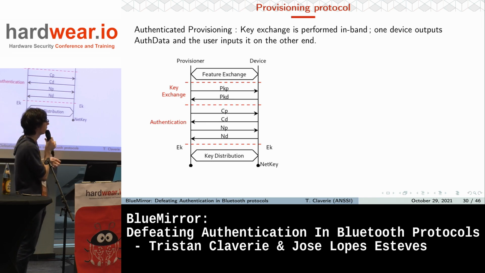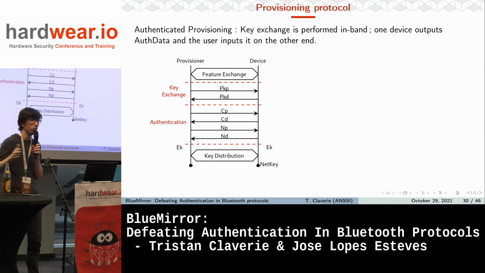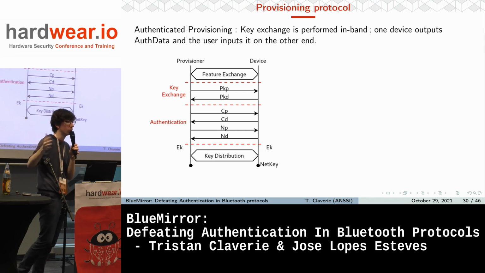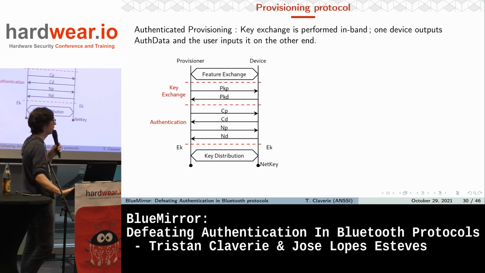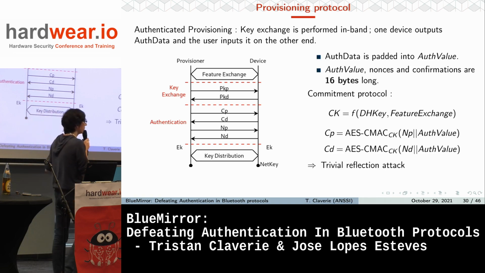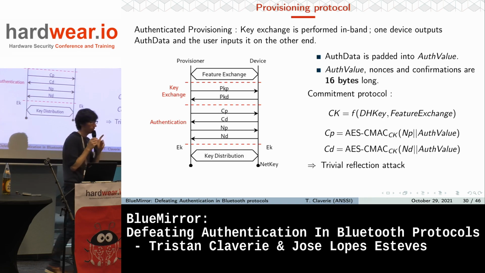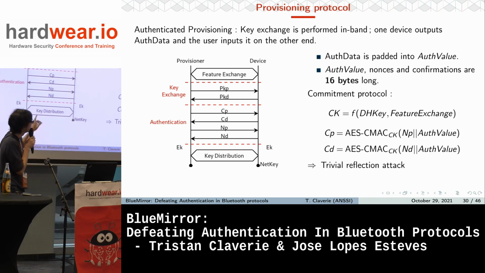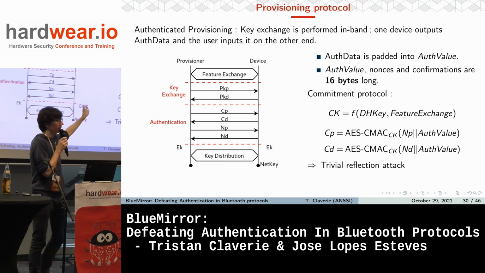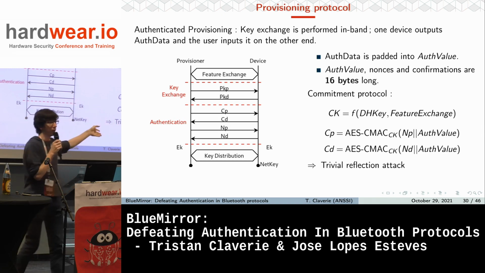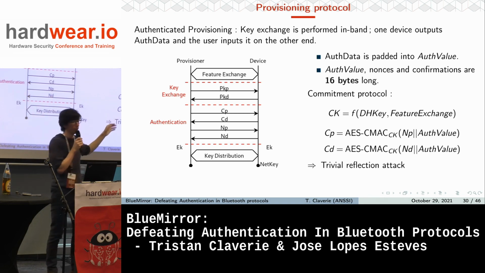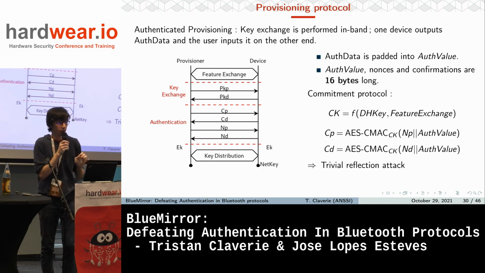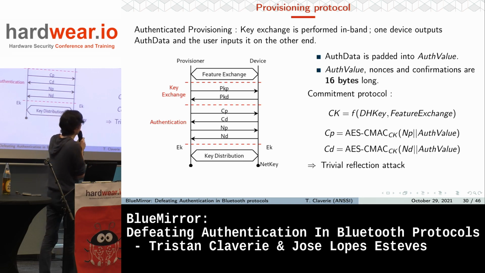Authentication depends on the type, but usually, same as for passkey entry, one device displays or sends an authentication value, and the user inputs it on the other device. If we look a bit more closely, we notice a very important thing. The authentication data is put into a field that is called the auth value, and the auth value, the nonces and the confirmation values are always 16 bytes long. That's the specification that mandates it.